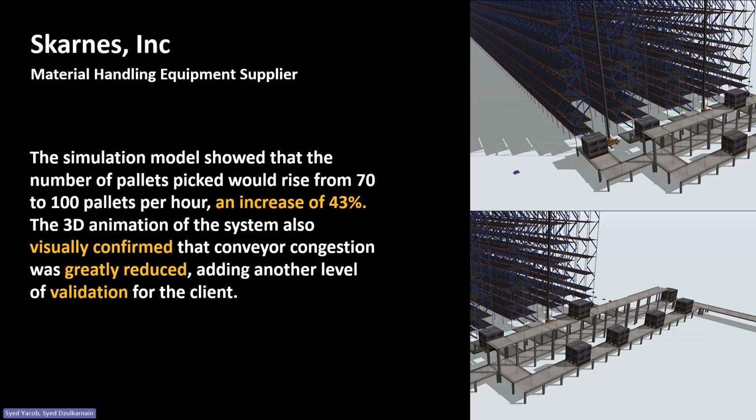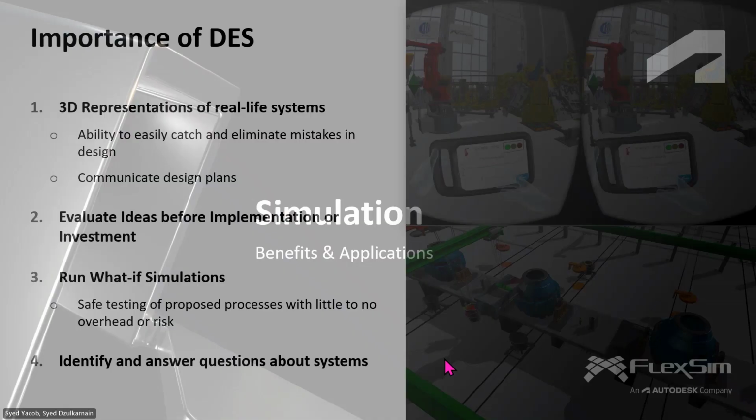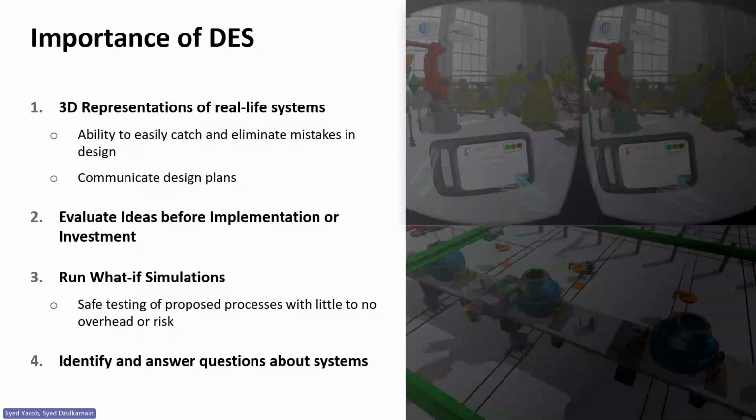How do we address that congestion? Maybe add another line of conveyor, or add some extra equipment there to help with the congestion, and so on. So let's see. The importance of DES is that it gives you 3D representations. It evaluates all your ideas before implementation or before any investment. You can also run what-if simulations.